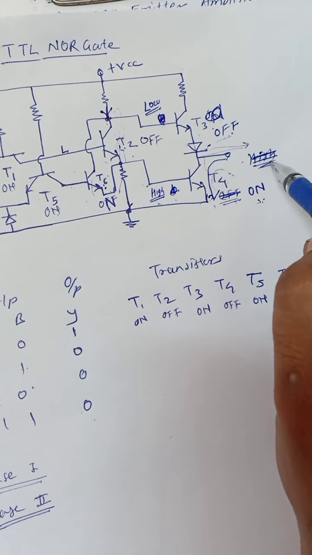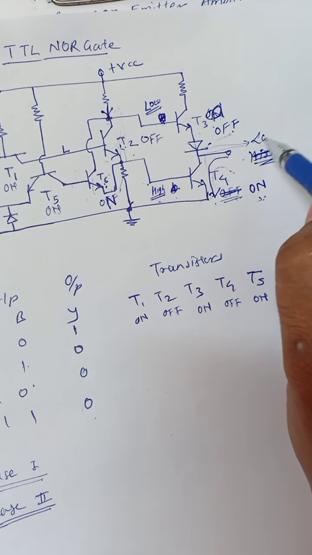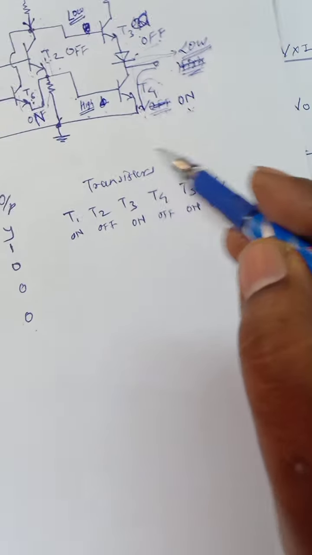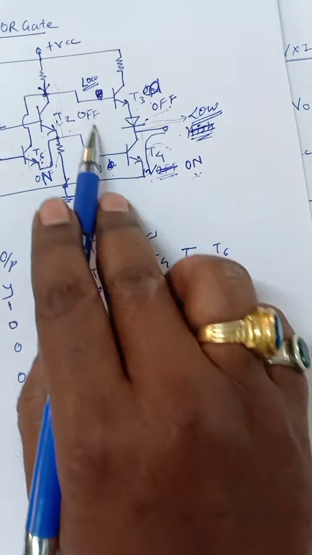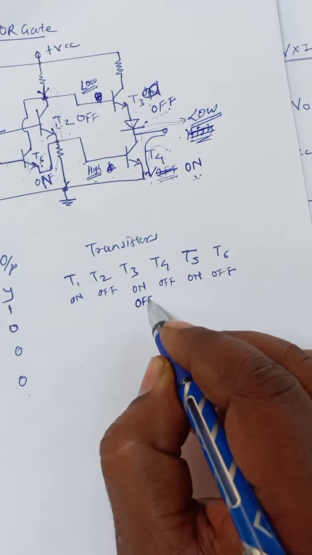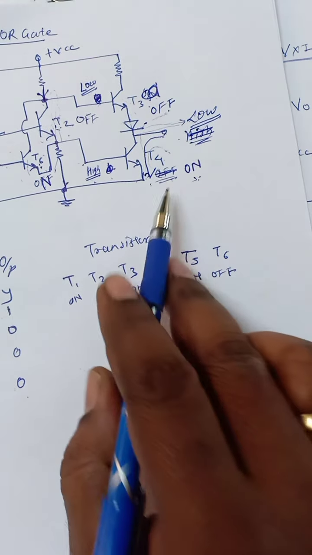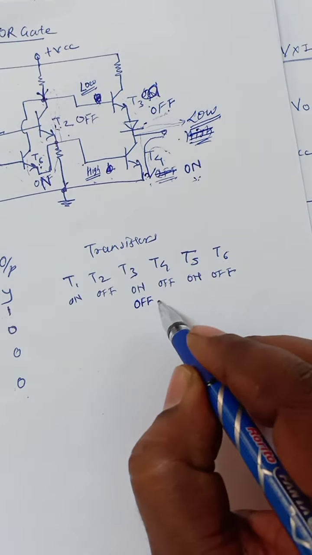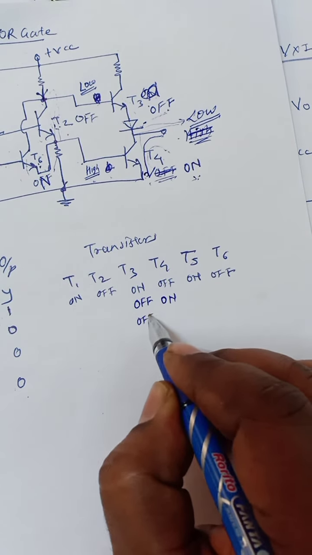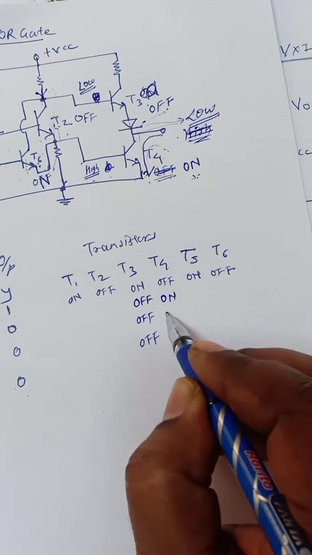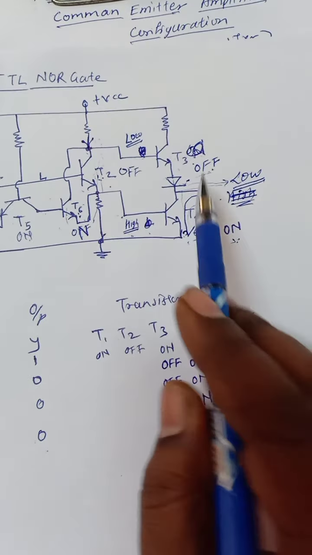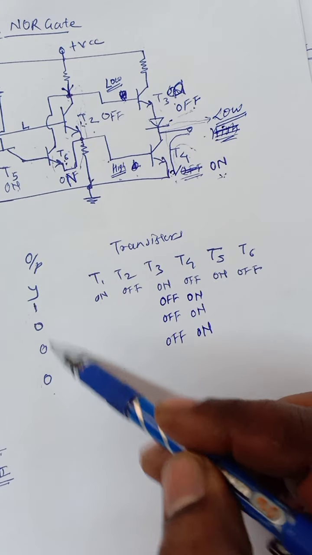So now this voltage is low. Okay, so for these three states, T3 will turn off and T4 will turn on. So this remains the same, off here, on here, and this remains stable, so there will not be any change at the output.